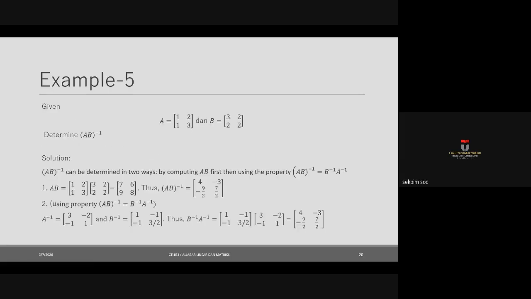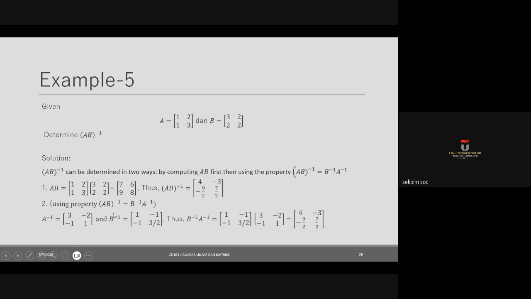For example, so we have A and B here. We want to determine what is AB inverse, right? So AB inverse is just B inverse times A inverse ya. Jadi sebetulnya kamu bisa kalikan dulu A, B-nya, kemudian di-inverse-kan, atau kamu cari masing-masing inverse dari A dan B, kemudian ini it will be equal to B inverse times A inverse. Okay? So we have this one, right? This is the first way.